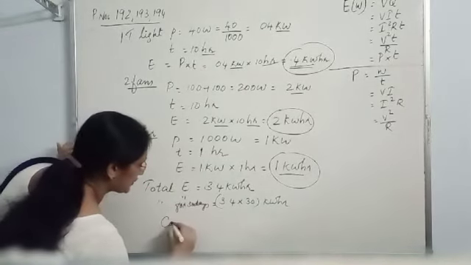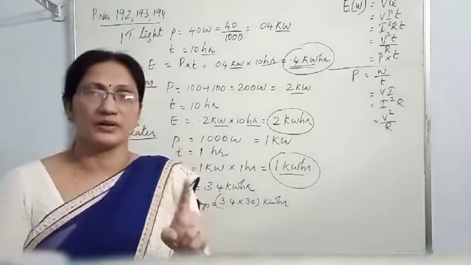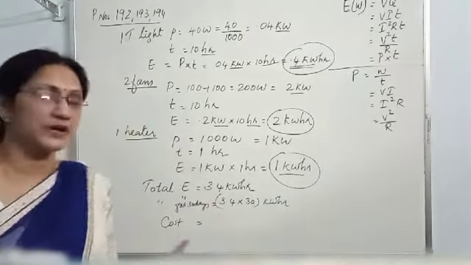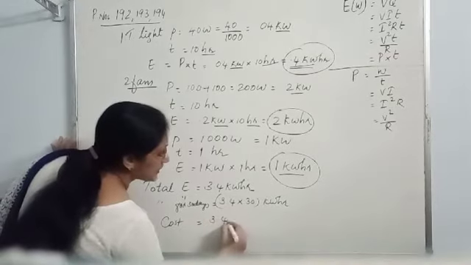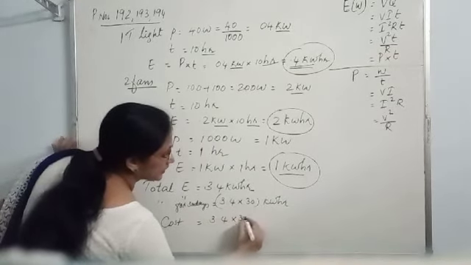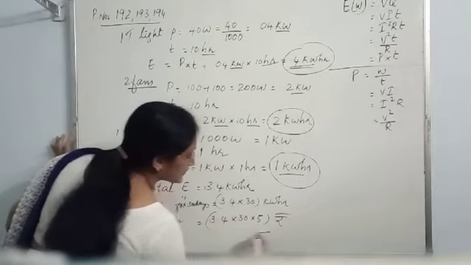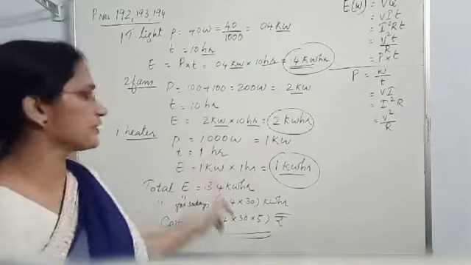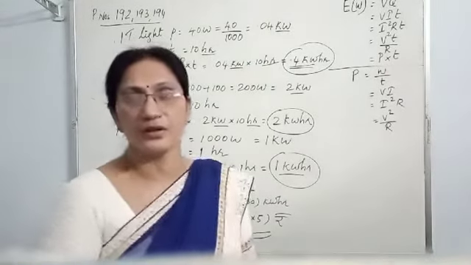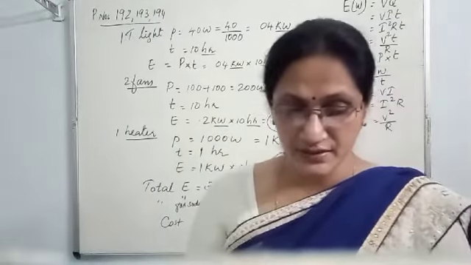Now you have to calculate the cost. It is given that 1 kilowatt hour, or 1 unit, costs 5 rupees. So for these many kilowatt hours, the cost is 3.4 into 30 into 5 rupees. This is the electricity bill for these devices running for the given time. This is the way electricity bill is calculated.